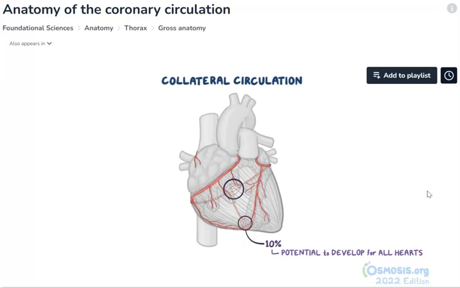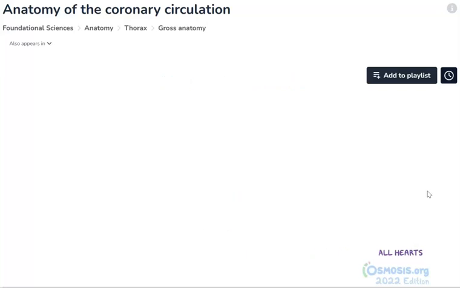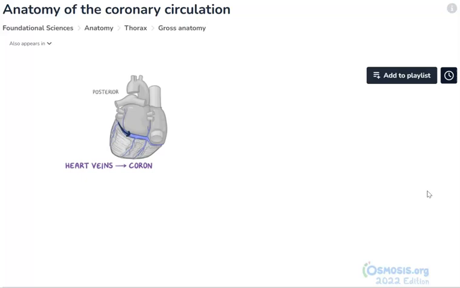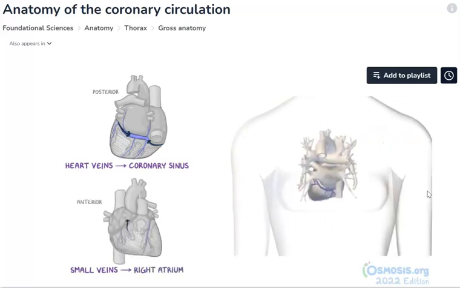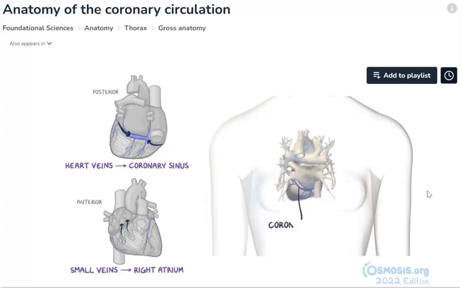Alright, now where there are arteries, there are veins. So there are heart veins that empty into the coronary sinus, which drains into the right atrium, and some small veins that empty directly into the right atrium. On a posterior view, you can see the main vein of the heart is the coronary sinus, which is a wide vein that runs from left to right in the posterior part of the coronary sulcus.